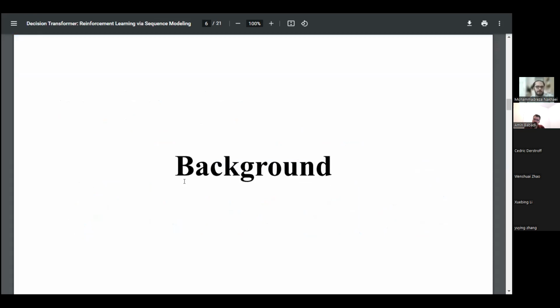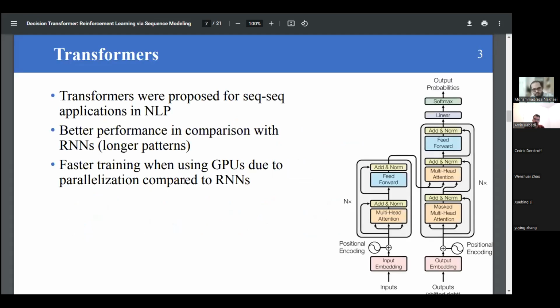Here comes the background part. As you may know, transformers were originally used for sequence-to-sequence applications in natural language processing, such as machine translation, sentence generation, and those fields. In comparison with recurrent neural networks such as LSTM, GRU, and other architectures, they usually have better performance, and they are able to learn longer patterns in the data.